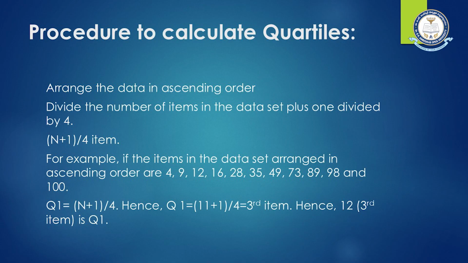For example, if the items in the data set are arranged in ascending order as 4, 9, 12, 16, 25, 35, 49, 73, 89, 98 and 100, there are 11 items. Hence, 11 plus 1 is equal to 12. 12 divided by 4 is equal to the third item. The third item is 12. Hence, Q1 is 12.